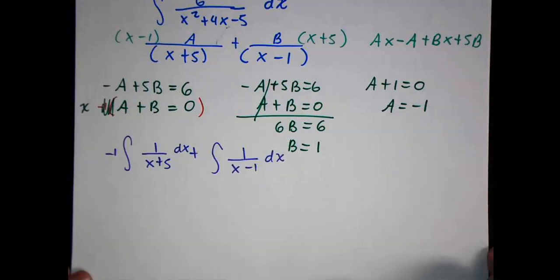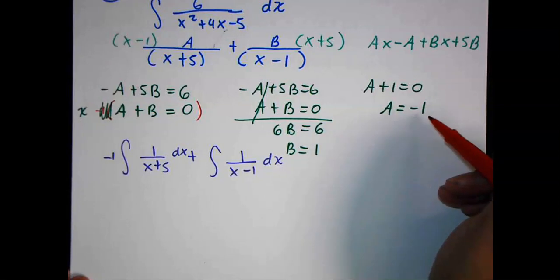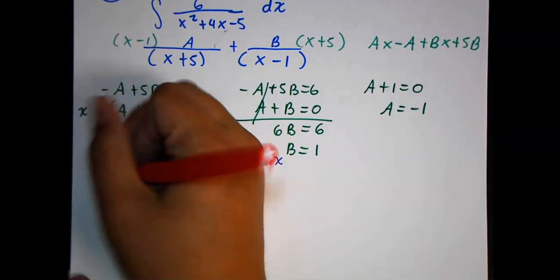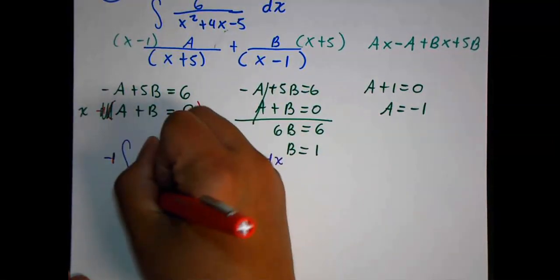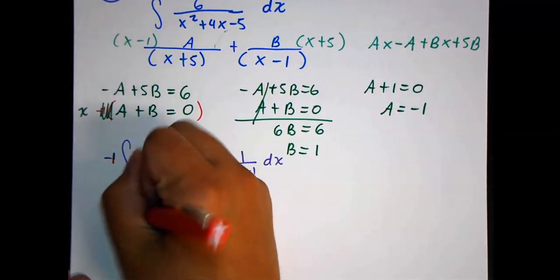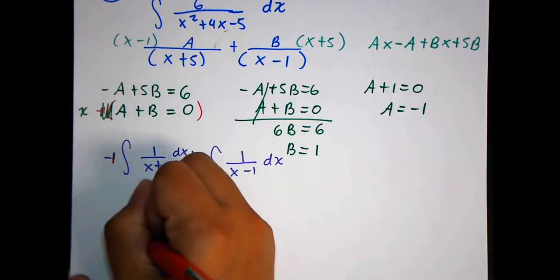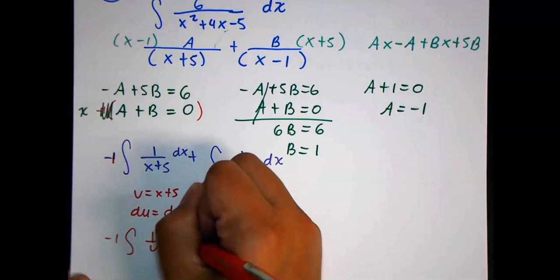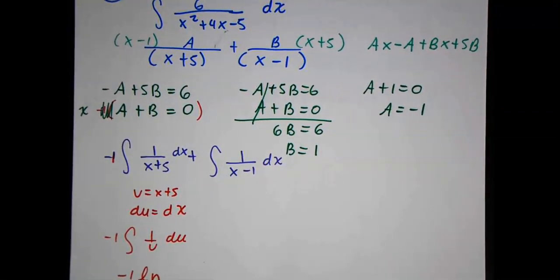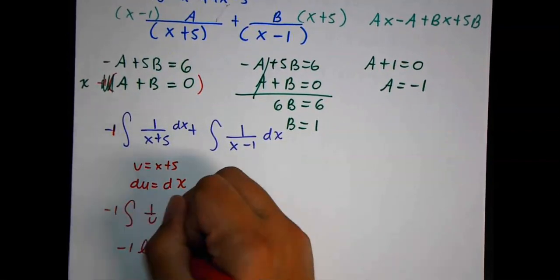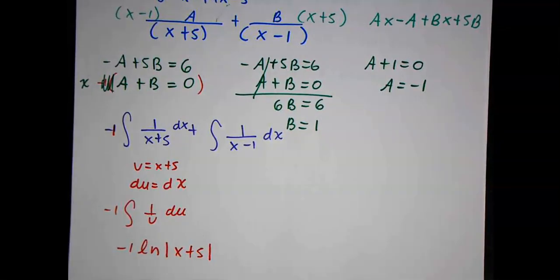Okay, so sorry, I got cut off on the other one. So b is 1, a is -1, so I factor out the -1. And now we're going to do the integral. So I'm going to let u be x plus 5, du will be dx. So -1 integral 1 over u du, -1 natural log of x plus 5.